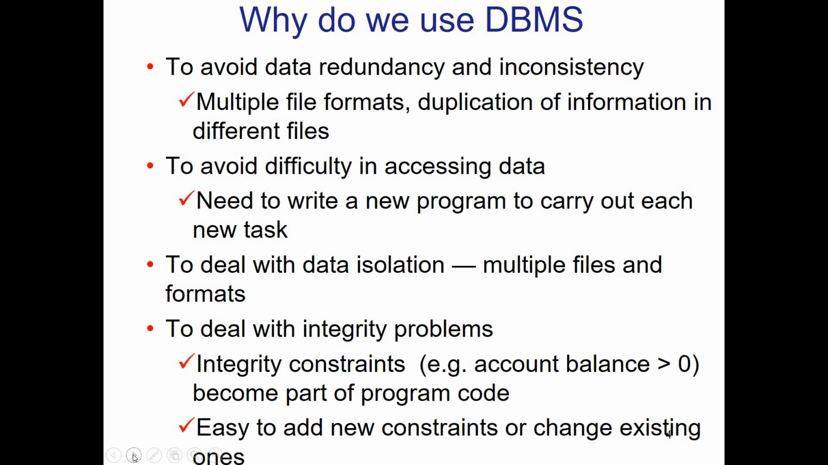Why do we use database management system? To avoid data redundancy and inconsistency, multiple file formats and duplication of information in different files are used. To avoid difficulty in accessing data, it is necessary to write a new program to carry out each new task. To deal with data isolation, multiple files and formats are used. To deal with integrity problems, integrity constraints become part of your program code, so it is easy to add new constraints or change existing ones.